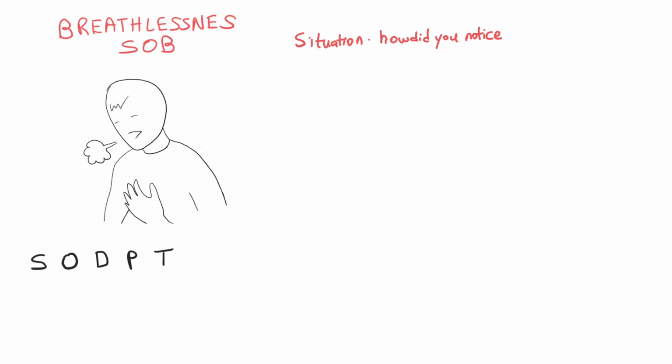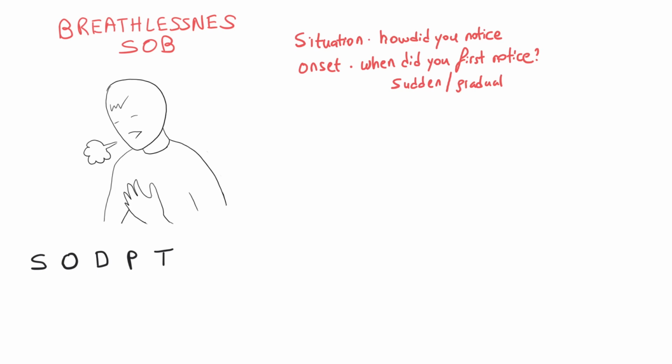The second thing you want to focus in on is the onset. O for onset, which is when did it start, or I always try to say, when did you first notice it. Very important, especially for shortness of breath, is to understand was it sudden or was it a gradual onset? This will give you an idea of when to be worried or not worried.